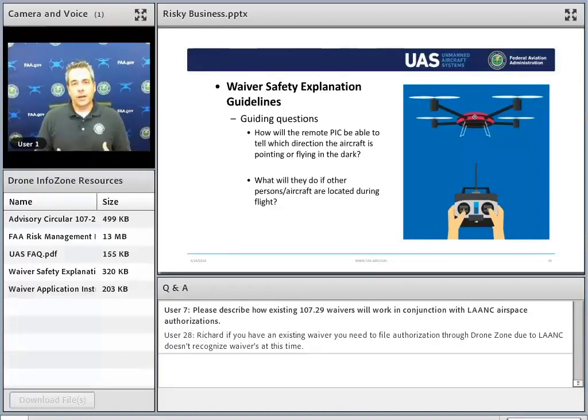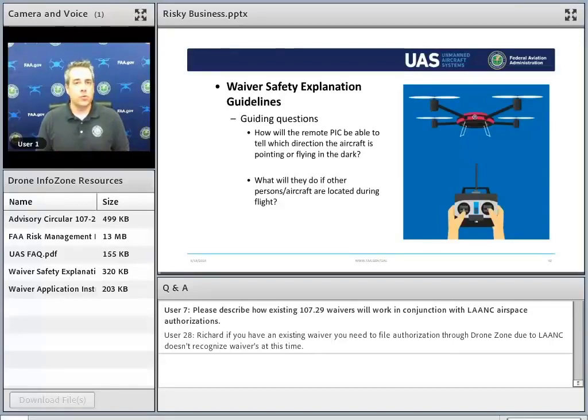As an applicant, we need to look at that question and say, okay, they're asking how I can figure out which way my UAS is going in the dark. What are the risks? Well, the risks are I don't know which way it's pointed, or I don't know which way it may be moving, or I don't have any lighting on it that gives me that clear indication visually. So what are my mitigation strategies? That's up to you. What are you going to do to mitigate the hazard of not being able to tell what direction a UAS is pointing or flying?